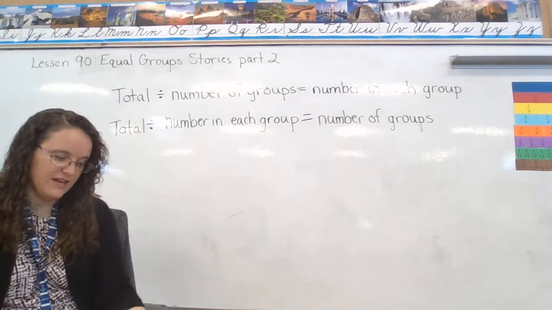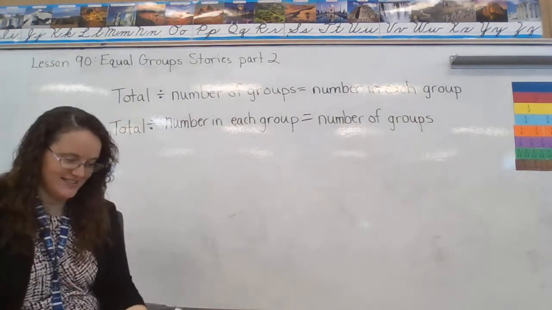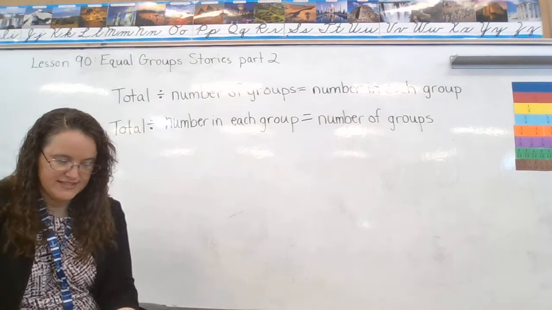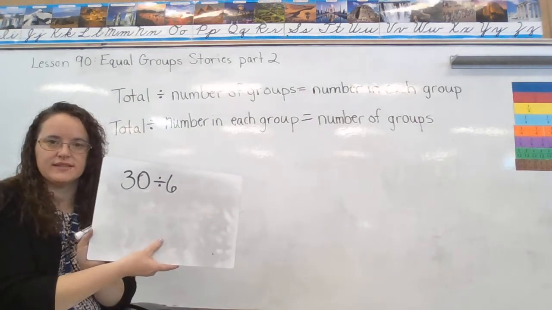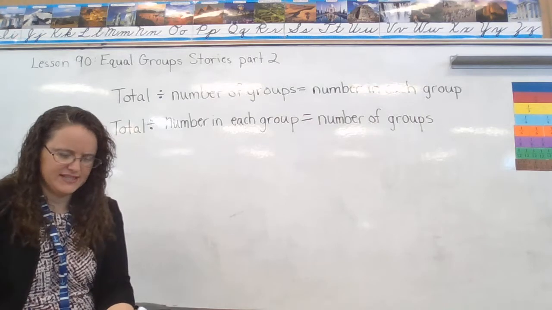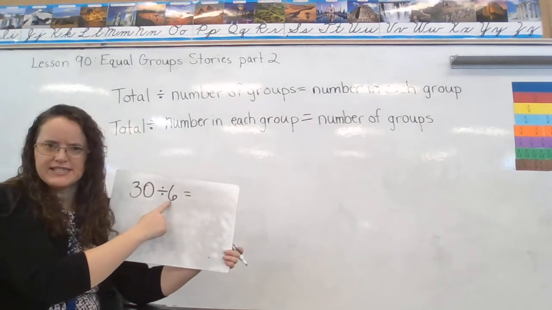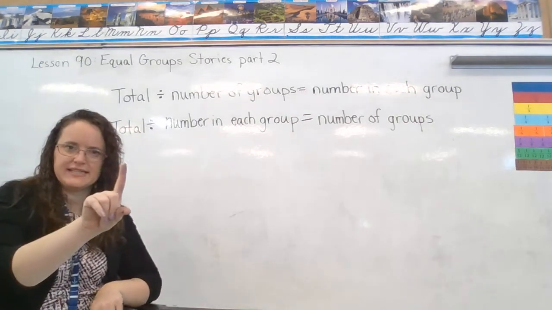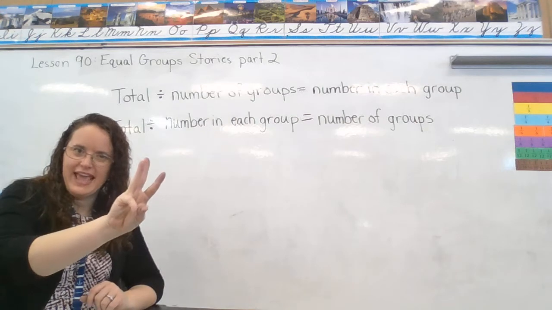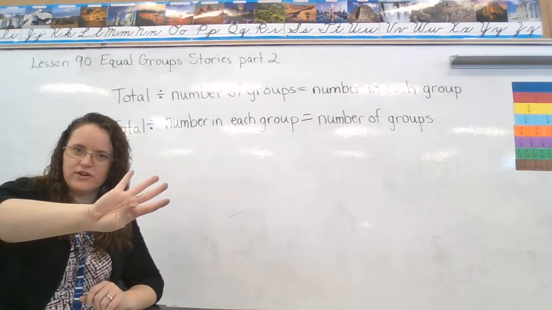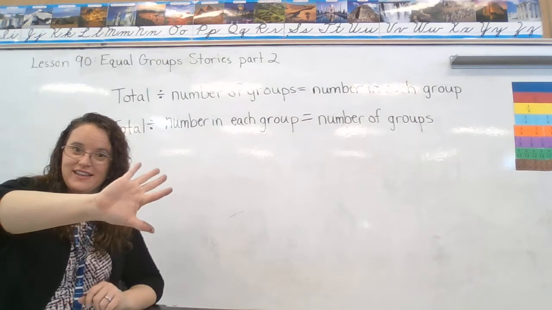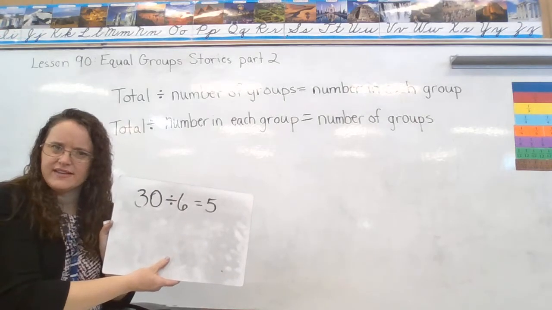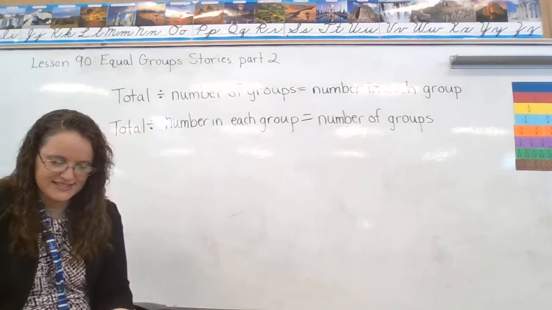There are 30 total desks. So we're going to start with 30. Divided by, she wants 6 rows. So 30 divided by 6. What number times 6 gives me 30? Count by 6s. 6, 12, 18, 24, 30. 5 times 6 equals 30. So 5 what? 5 desks.